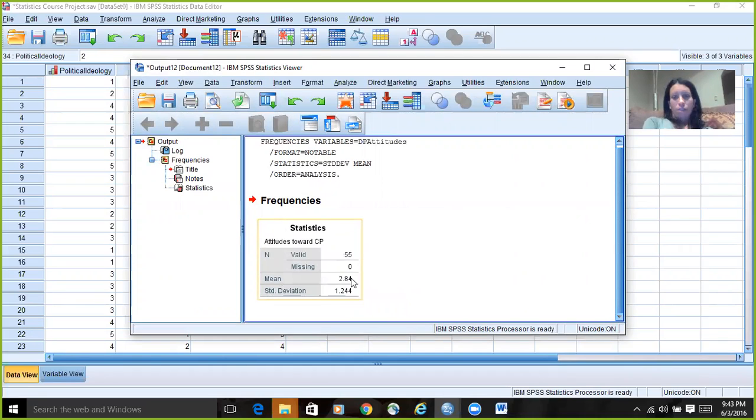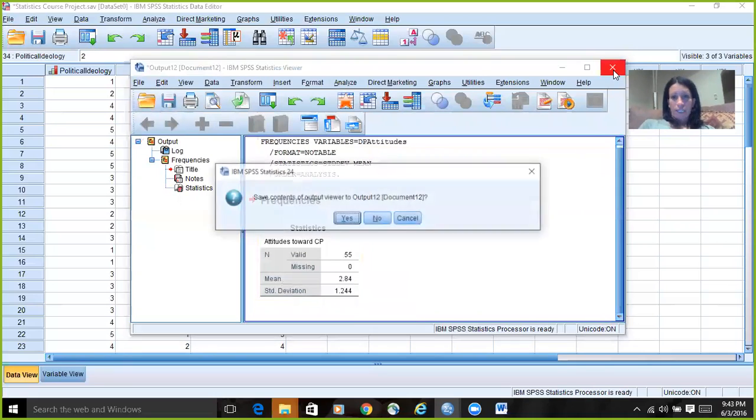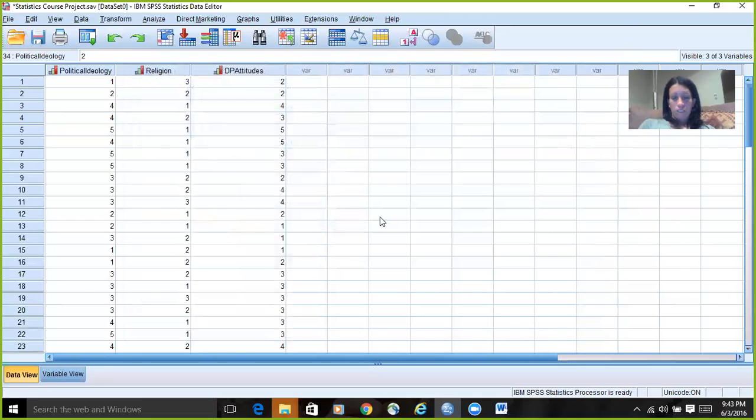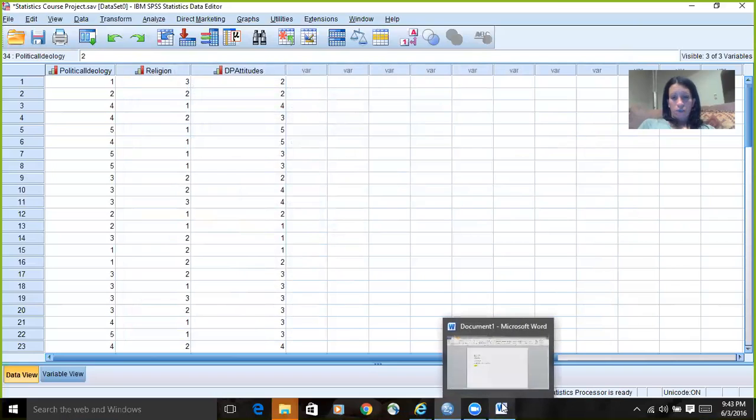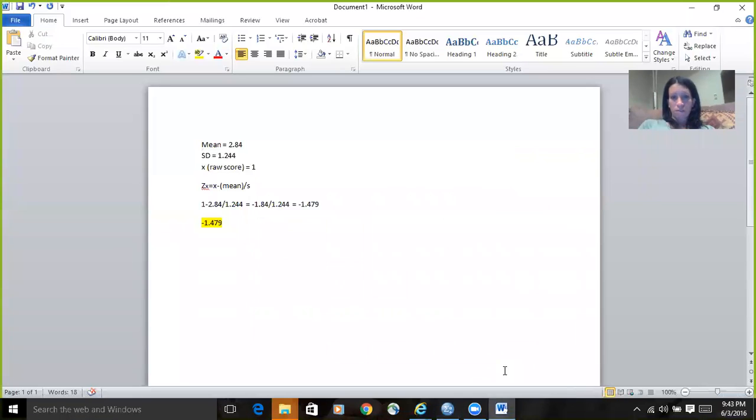So remember that 3 means moderate, and 4 and 5 meant that respondents were more supportive of capital punishment. So on average, respondents in my sample were pretty close to moderate, but they were slightly opposed to capital punishment. The standard deviation is 1.244. So now that I have that information, I'm going to get out of here. I'm not going to save this. And then I am going to go into my z-score calculation.